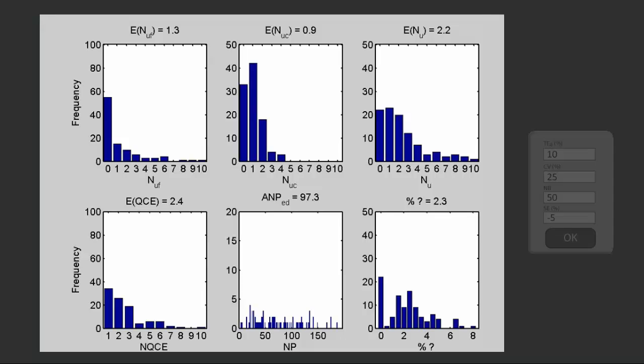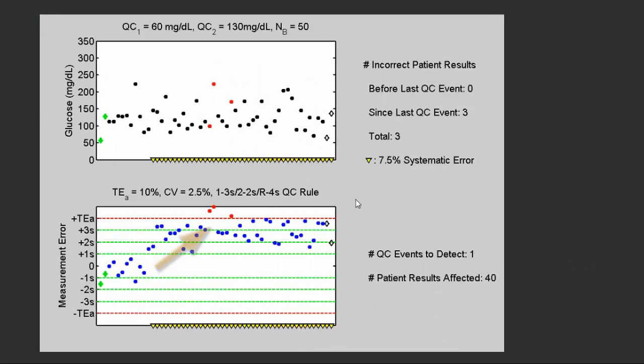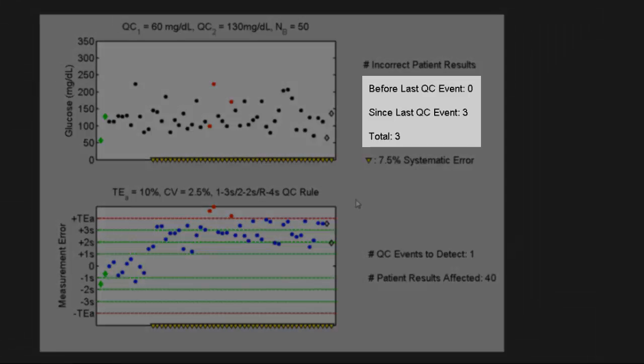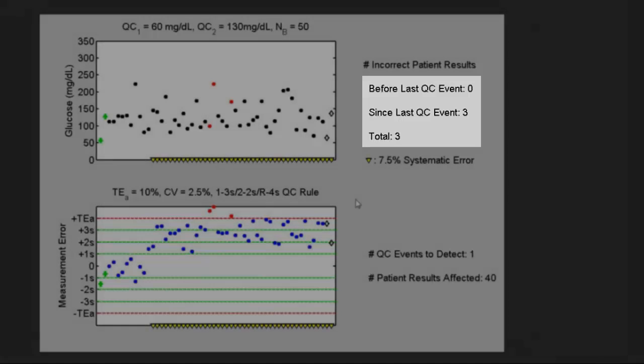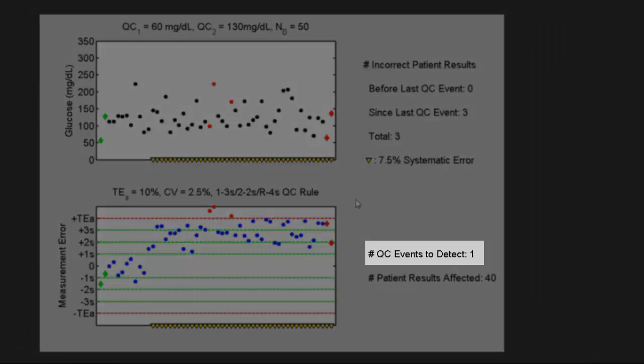Now let's look at a different magnitude of out-of-control condition. Let's look at a 7.5% shift up. This is a 3 CV shift up, which is really easy to see here. As we would expect, we have a greater number of results failing to meet the quality requirement. In this particular case, 3 unacceptable results were produced since the last acceptable QC event. With this large of a shift, we expect an increased likelihood that we'll detect the shift. It only took us 1 QC event to detect it.